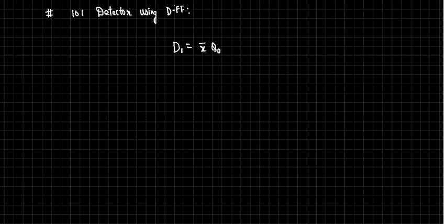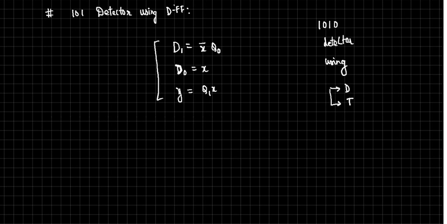Homework for you to go for 1010 detector using D, toggle, JK. These are all synchronous circuits. Right, so all right, so let's stop here, I think.